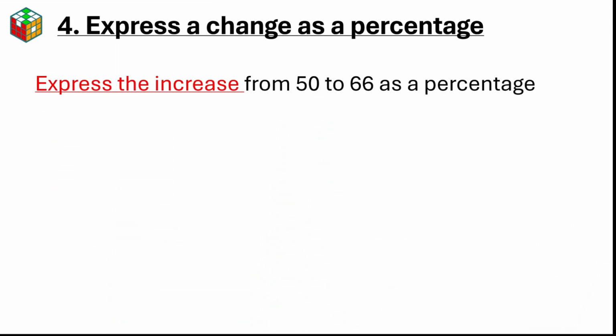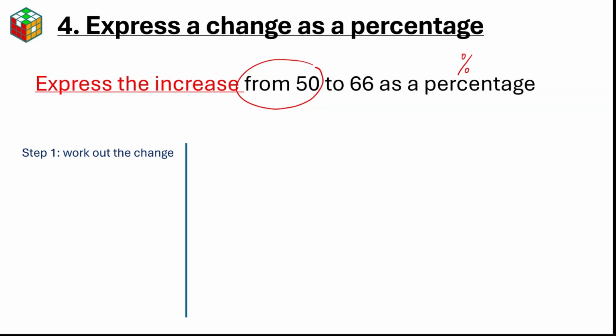The question will look like this. Express the increase from 50 to 66 as a percentage. You're expecting your answer as a percentage. You're going to find out how 50 becomes 66, what percentage increase it actually is. Step 1, you work out the change. The word from 50 is really key because that is my starting point. If that is 50, now it's 66. That means that I have 16 more. So the change is 16.